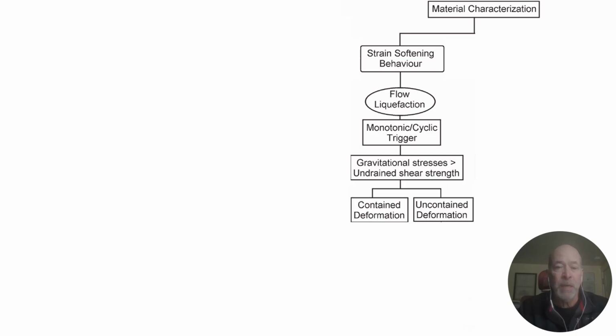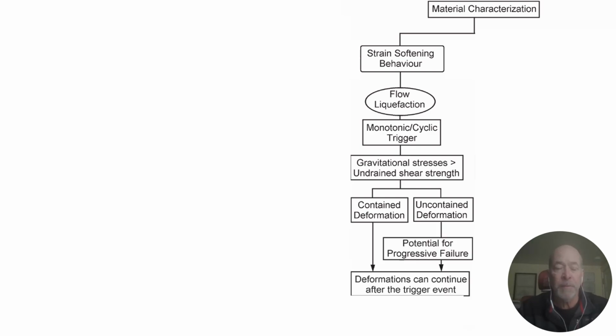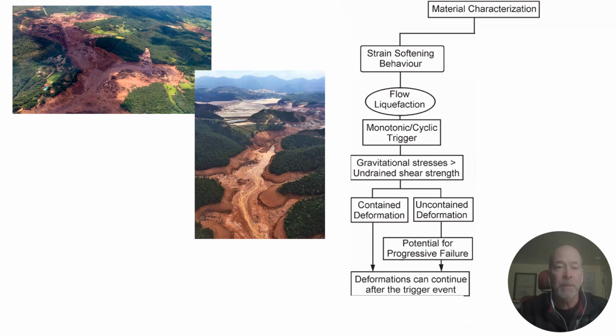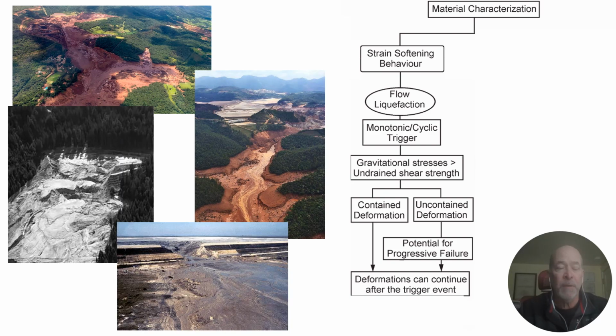So is it contained deformation or is it uncontained deformation? Huge difference. Is there a robust dam there or not? And is there a potential for progressive failure? Deformations can continue after the trigger, so it just keeps going and going. We've seen that at Brumadinho, we've seen that at Samarco, at Stava, and Mary Spratt. So they keep flowing long after the trigger.